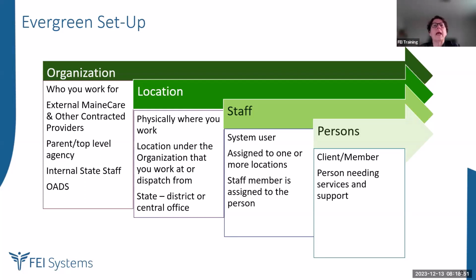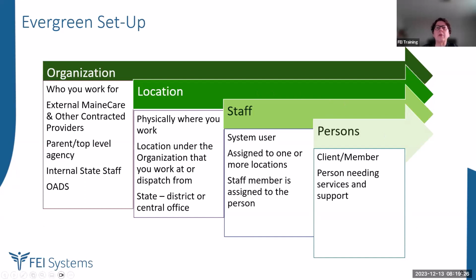So I want to tell you about how Evergreen is organized, because this may help you out with your navigation of the system. Starting at the top, there's the organization. This is who you work for. And for external users, MaineCare and other contracted providers, such as Disability Rights Maine, it's the parent or top level agency. And for those of you who are internal users, it's ODES, or your state staff.